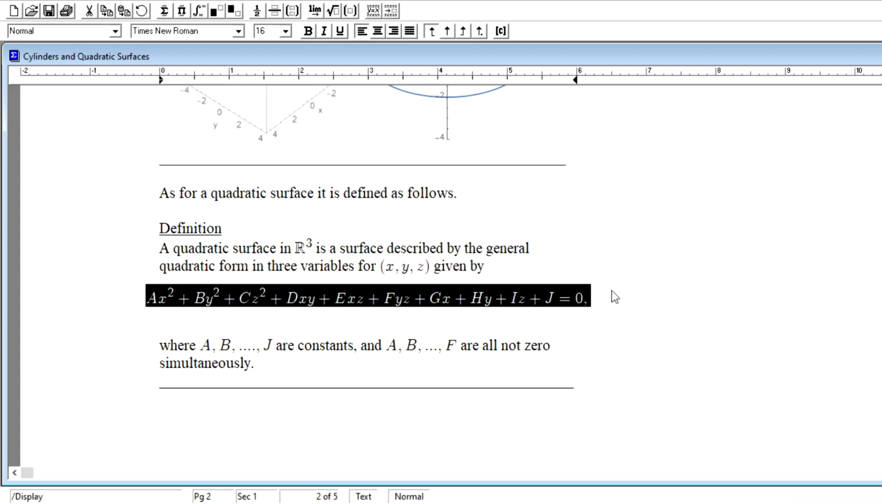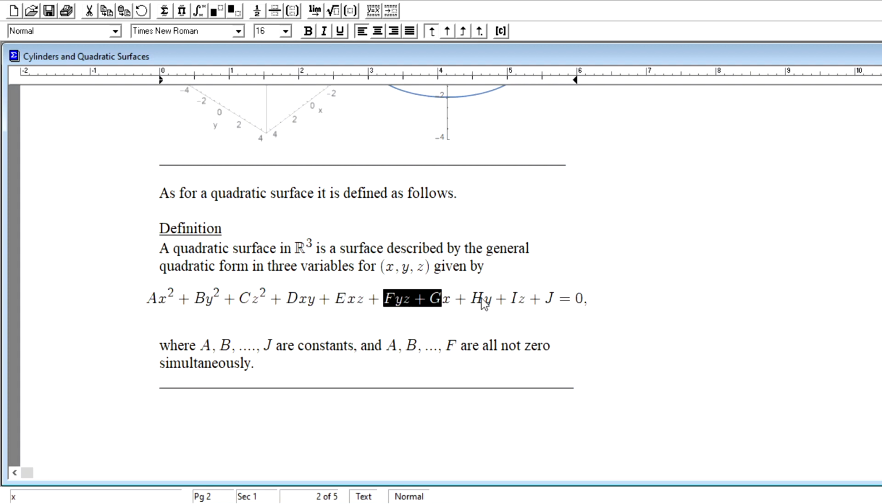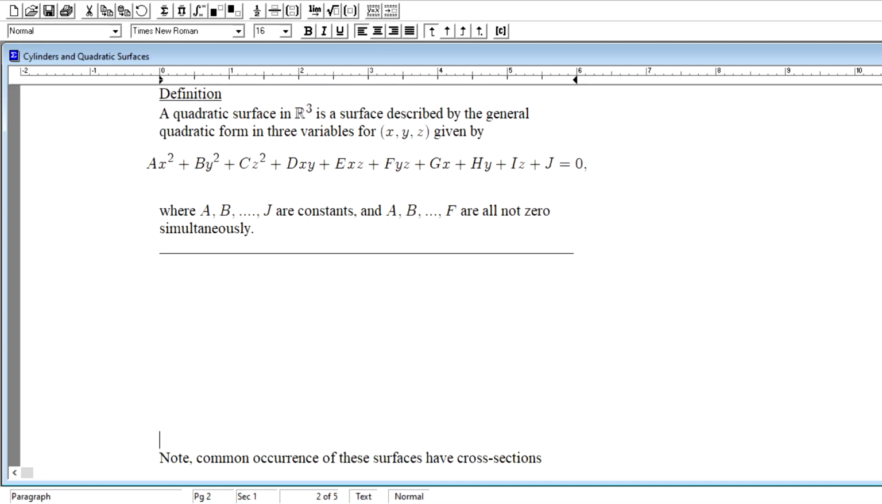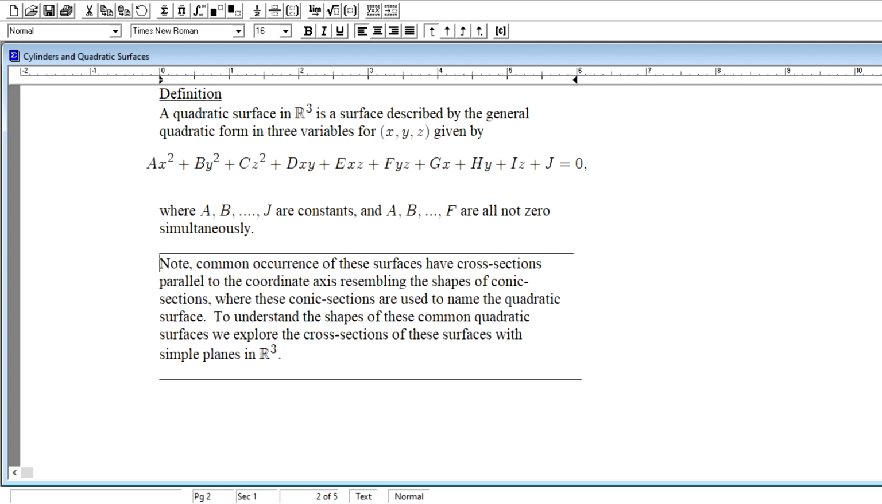Now, we're not going to delve into the intricacies of each little bit of this. What we are going to do is consider the common situations. There are some common surfaces that we encounter in our study. What we do note is there are some common occurrences of these surfaces, and those common occurrences have cross sections parallel to the coordinate axes, resembling the shapes of what we know as conic sections. Right?